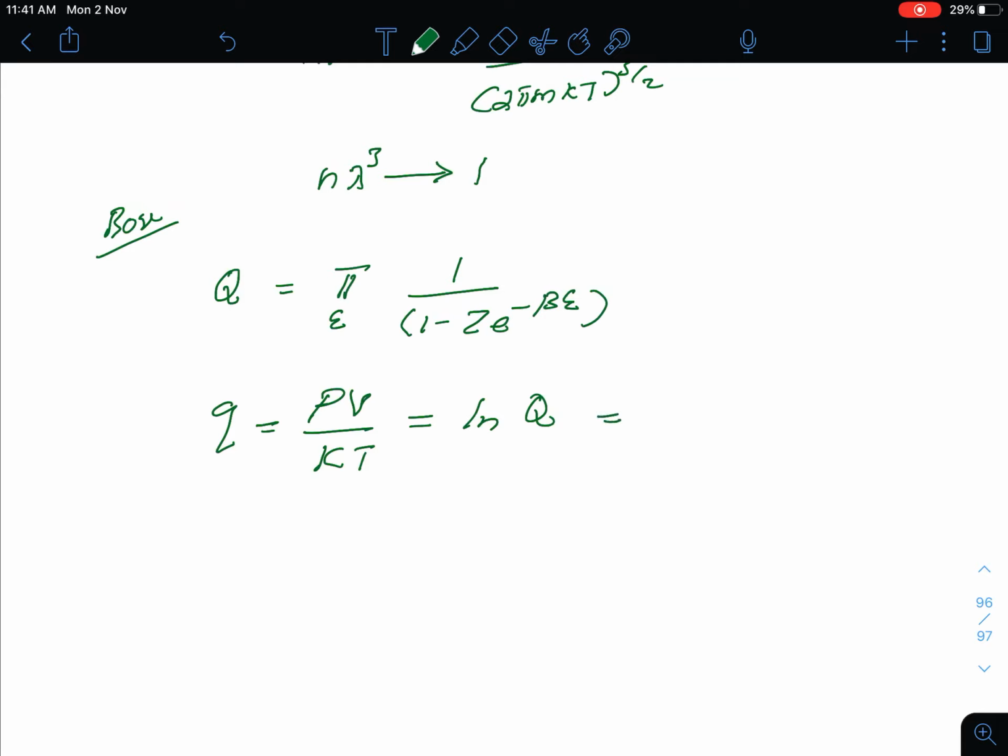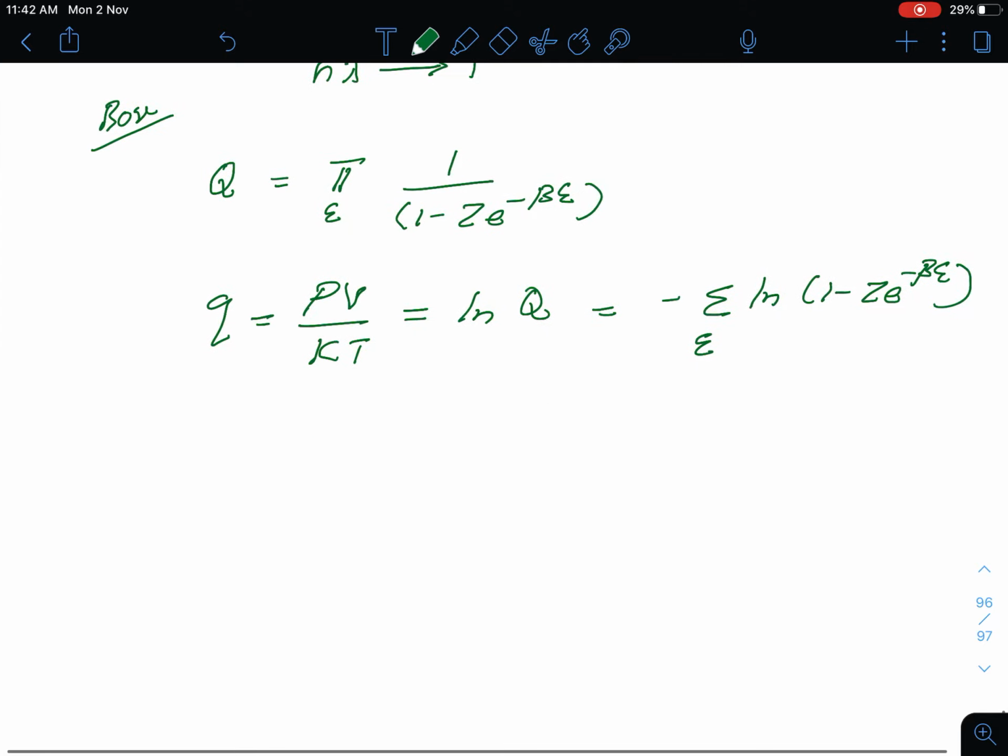Ln Q for a Bose system would become minus sigma e ln of 1 minus z e raised to minus beta e, since taking the logarithm of the product, and because the whole thing was raised to minus 1, that becomes the negative here. So this is what we get.